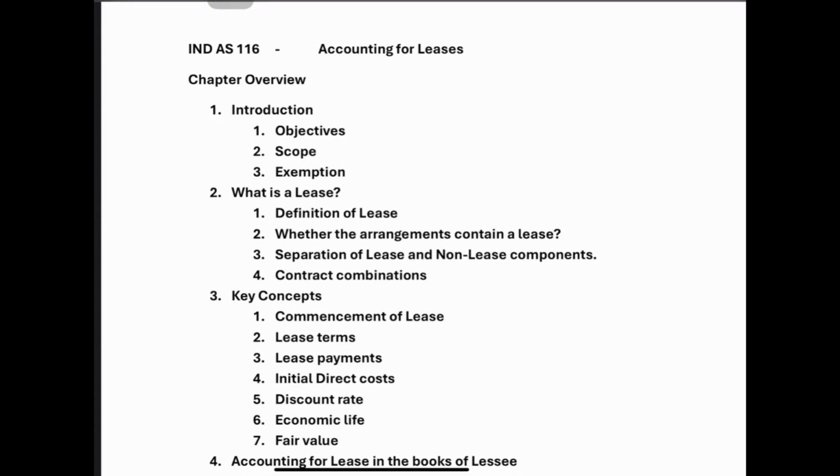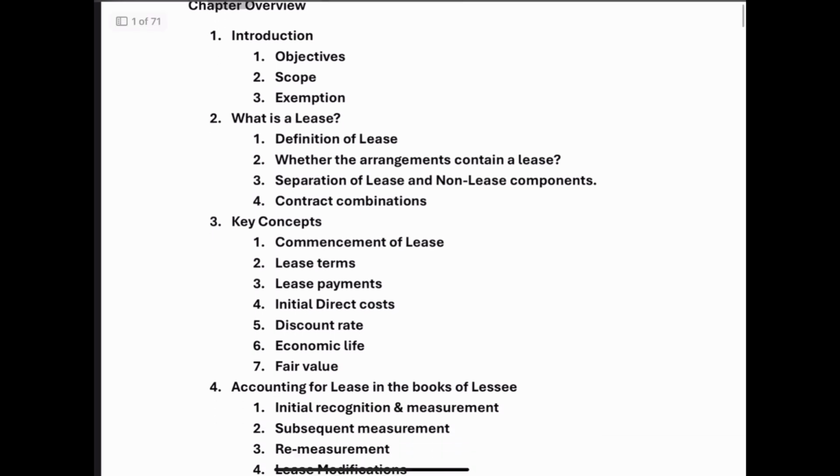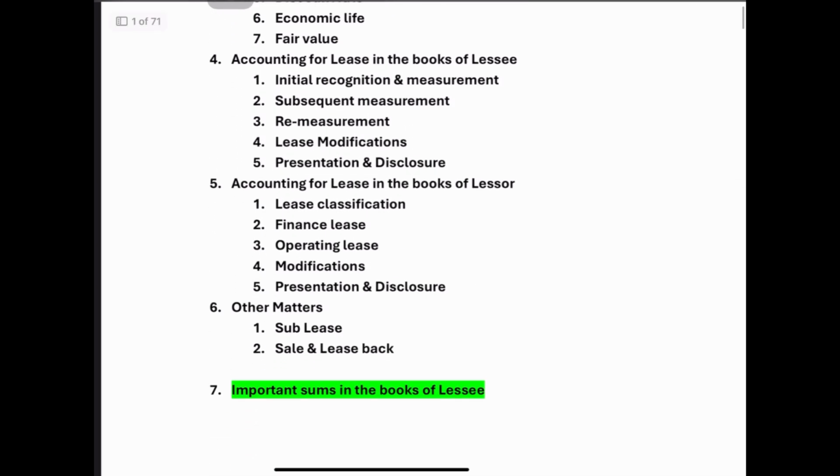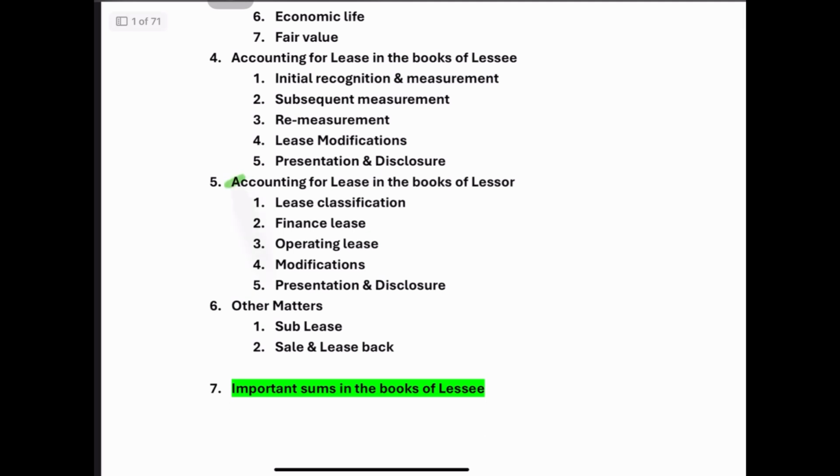Hello, hi students. In this video, we'll continue on Ind AS 116 accounting for leases. In this chapter, we will cover how to account for leases in the books of lessor. Here we specifically cover the lease classification into finance lease and operating lease, and we'll go through a few specific examples of how to account for leases in the books of lessor, and also we'll try to cover a few important sums on how to account for leases in the books of lessee.